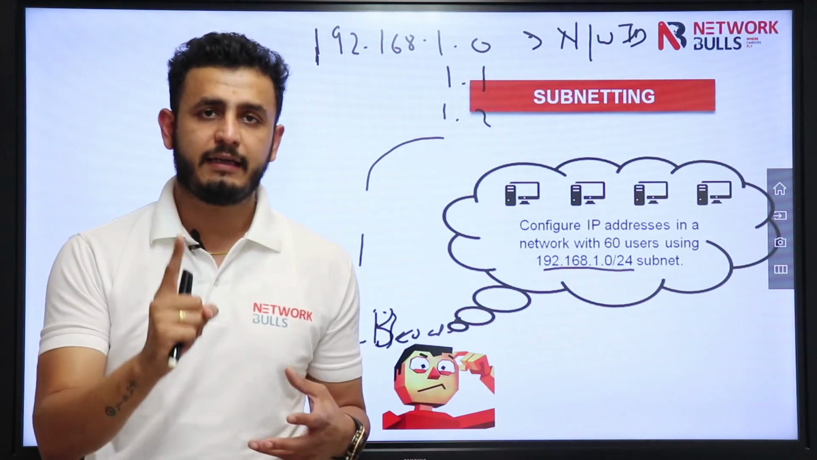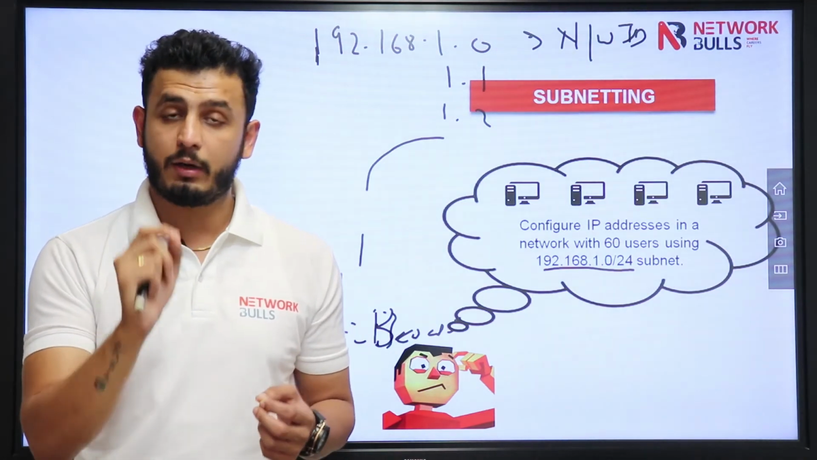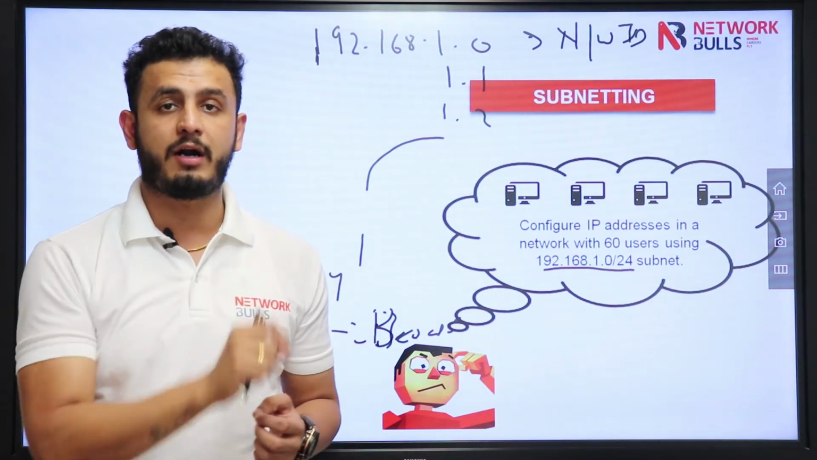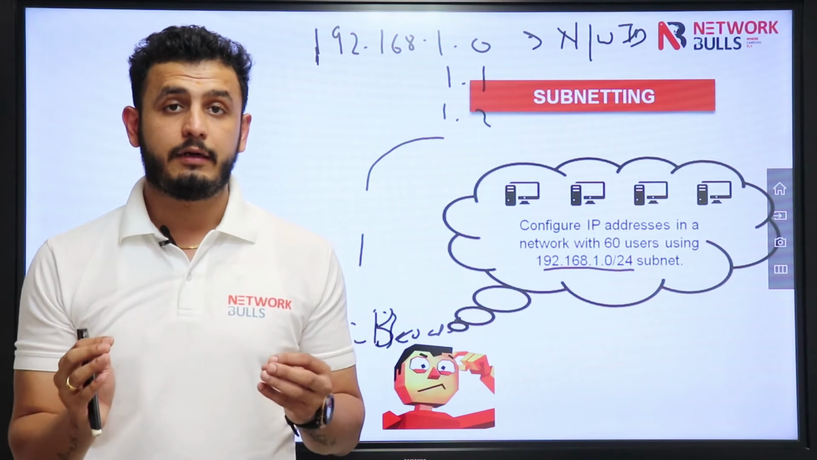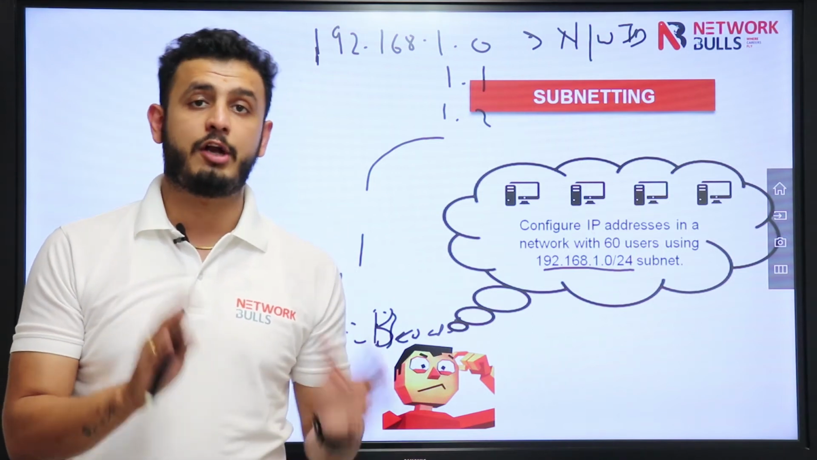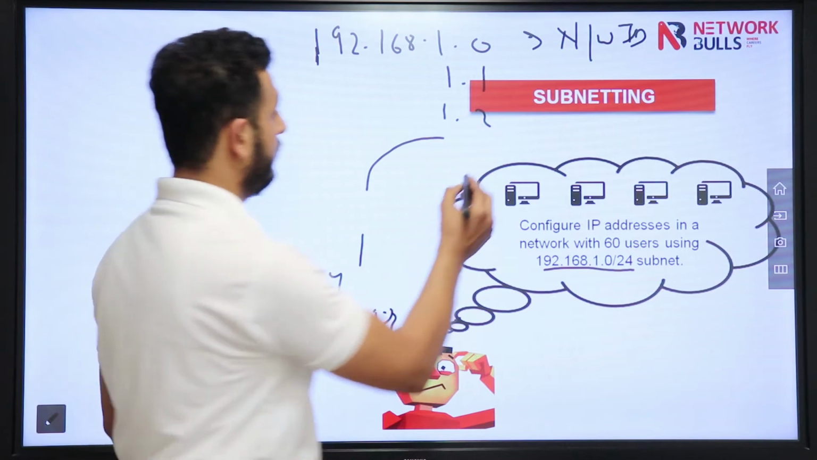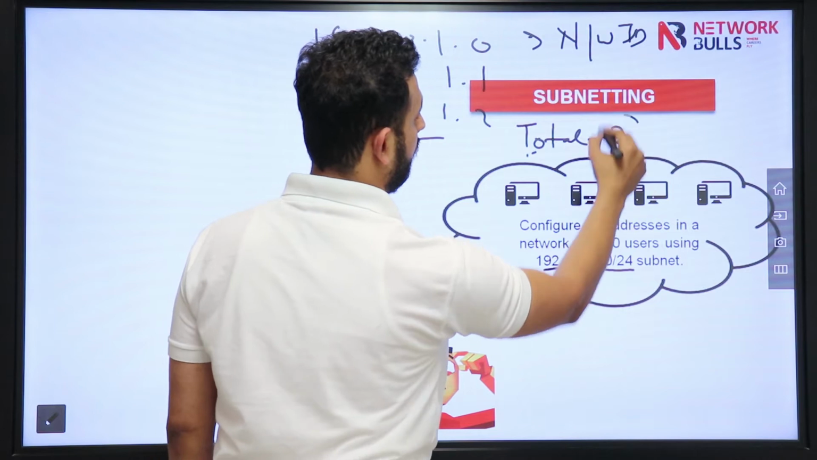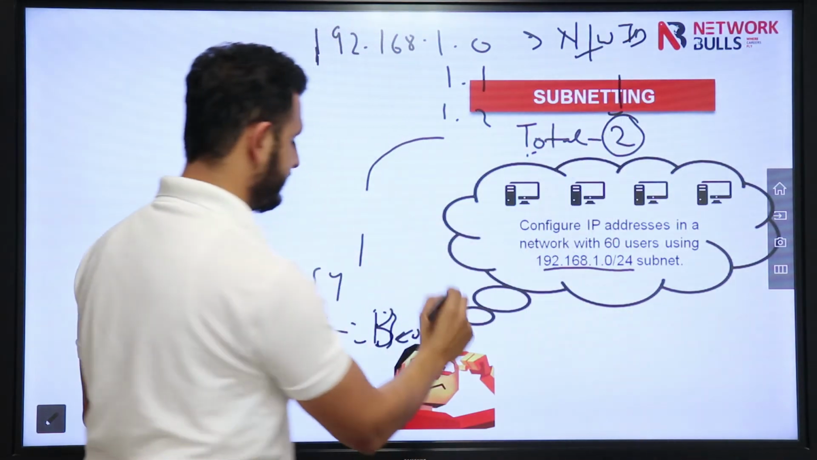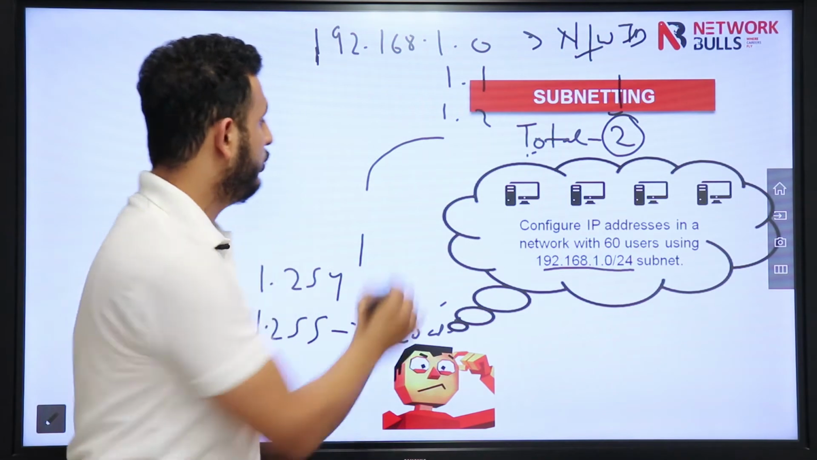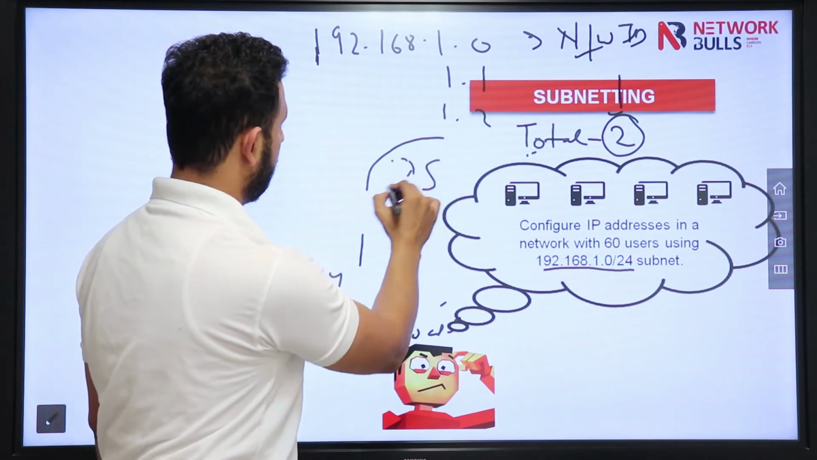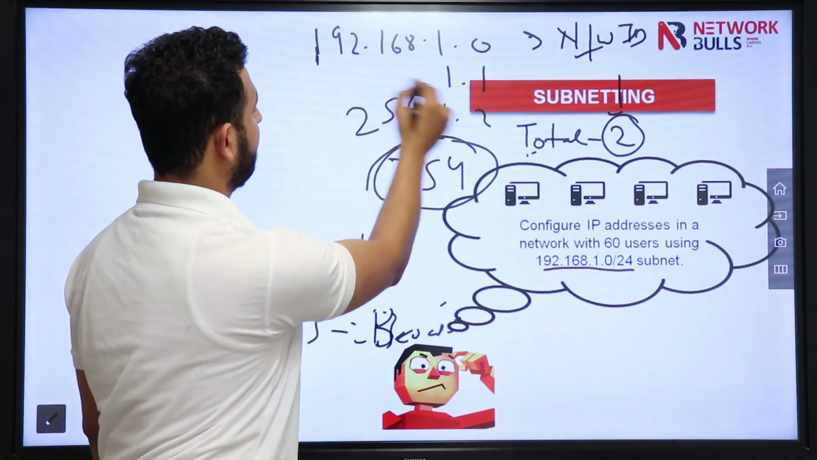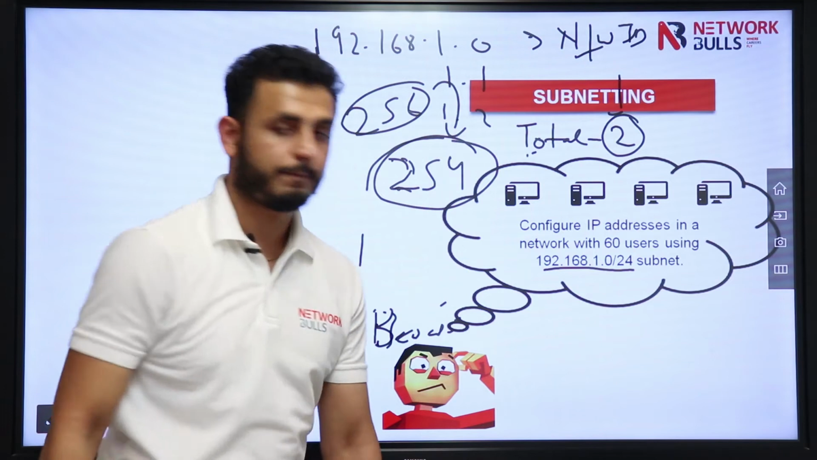So first thing, you cannot use network ID and broadcast ID for assignment purpose. You cannot assign network ID or broadcast ID to any user. It means total number of usable IPs will be total IPs minus 2. Why 2? One network ID, one broadcast ID. So in this network there will be 254 usable IPs. Total number of IPs were 256. How many are usable? 254.